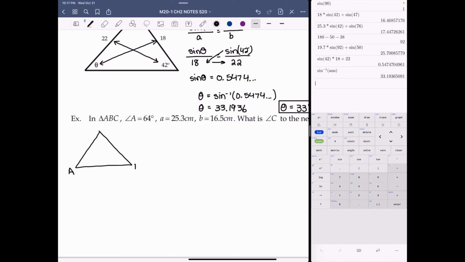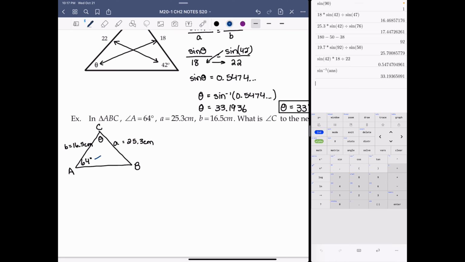And then label it A, B, C in this case. So then side A is across from angle A, which would be here, and that is 25.3 centimeters. We know that angle A is 64 degrees. Side B is across from angle B, which would be here at 16.5 centimeters. And we're trying to find angle C, so we'll label that theta.